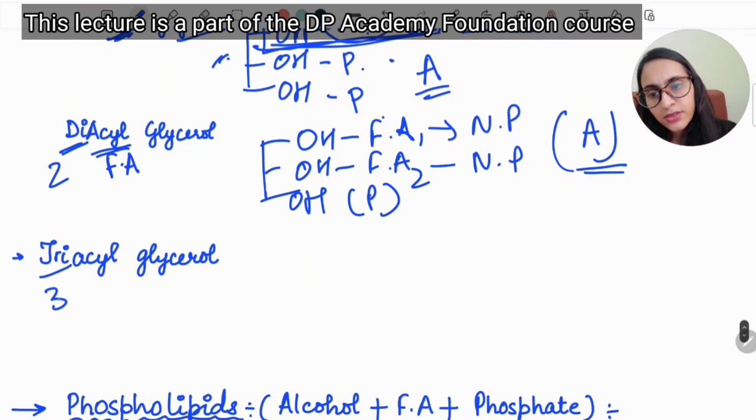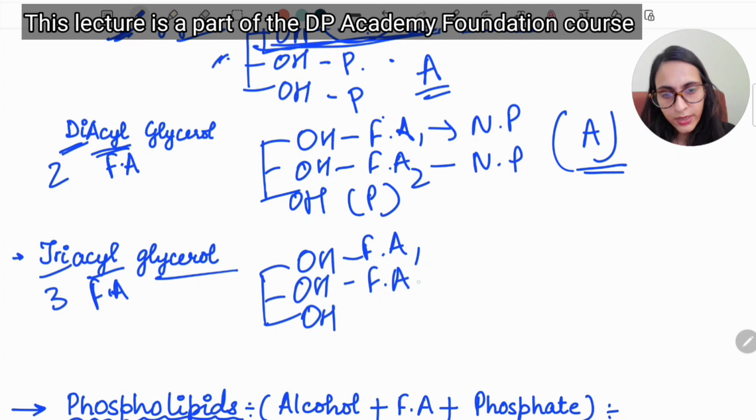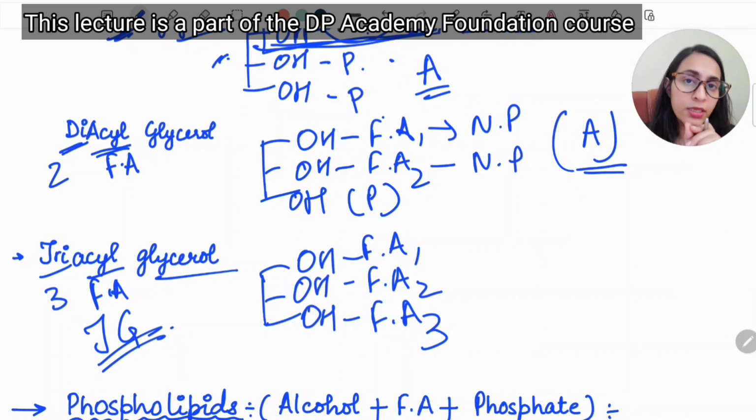Triacyl glycerol, tri means 3, acyl means fatty acid, glycerol is 3 OH, that is attached to the carbon chain. So this is fatty acid 1, fatty acid 2 and fatty acid 3, 3 fatty acids attached, known as triacyl glycerol. So triacyl glycerol is a structure which is also known as triglyceride, which is basically the storage form of fat. So the storage form of fat in the body is in triglyceride. So triglyceride is basically a triacyl glycerol.